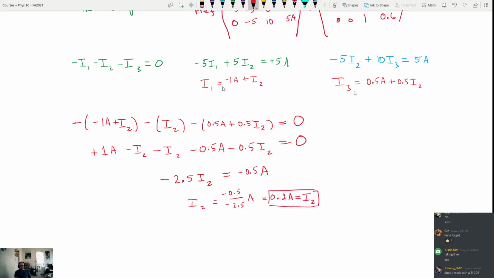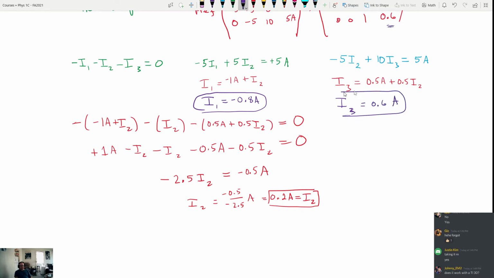And if we go back to this equation right here, this tells us that I1 is then going to be equal to I2 minus an amp. So that's going to be negative 0.8 amps. And then finally we have I3, which is going to be equal to 0.5 amps plus 0.5 times I2. So if I divide this by 2, I'll get 0.1 plus 0.5 will be positive 0.6, which you can actually see still from above is what the answer is supposed to be for this one.